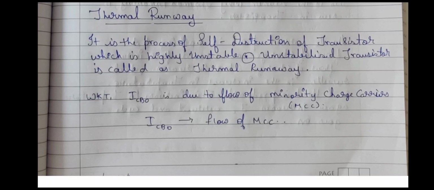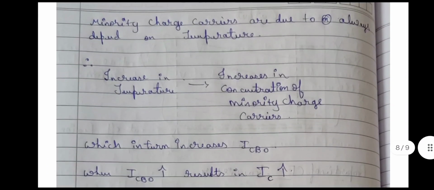We should keep in mind that minority charge carriers always depend on temperature. If we increase the temperature, the concentration of the minority charge carriers also increases. They are directly proportional, kind of, which in turn increases the flow of current, ICBO. So if we increase the temperature, ICBO also increases.